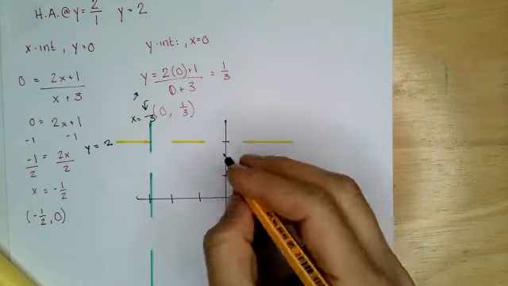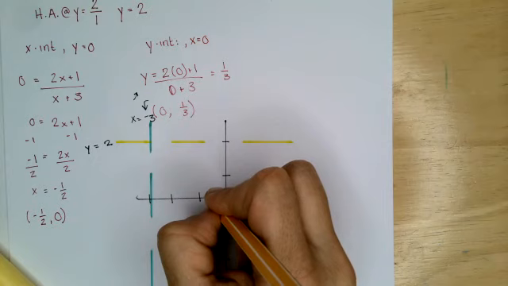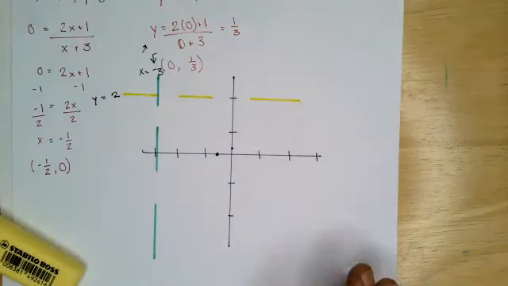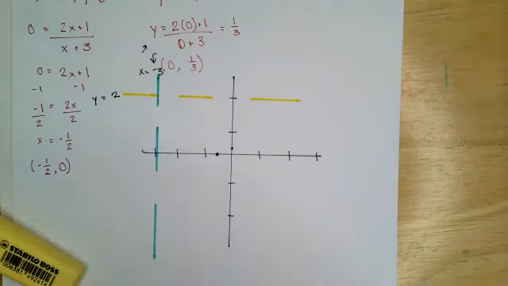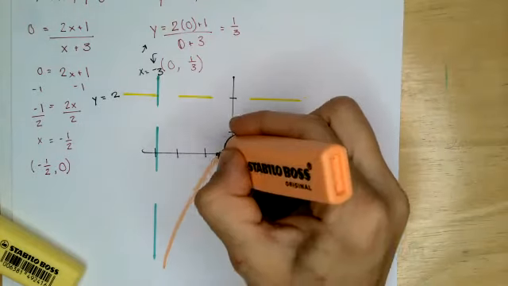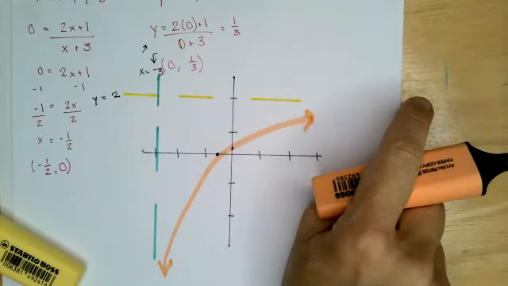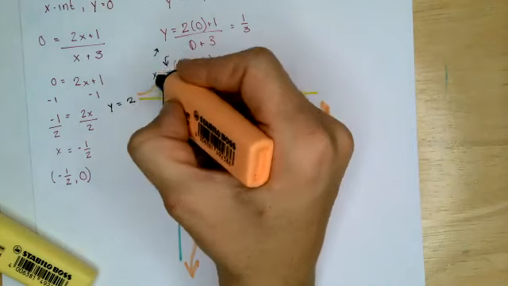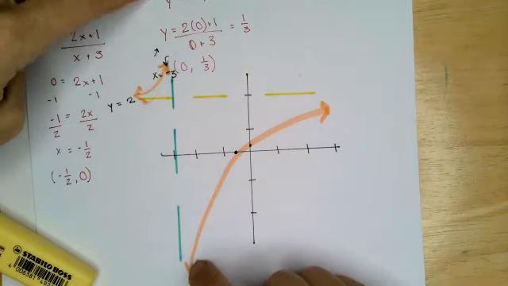And it's going to cross at negative 1/2, 0, and at 0, 1/3. That means it's going to be going down over there, approaching 2 over here. And then here, if it's approaching 2, it has to be way up here. So it's doing something up there. It goes opposite on the last one because they're in opposite directions. One's up, one's down.